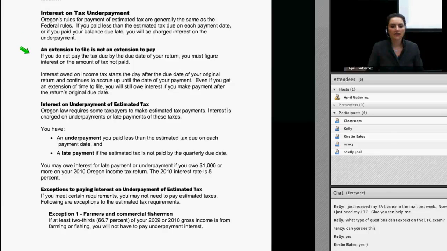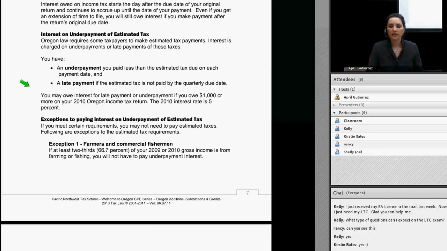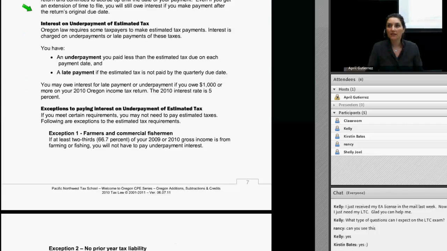Interest owed on income starts the day after the due date of your original return and continues to accrue up until the date of your payment. Even if you get an extension of time to file, you will still owe interest if you make payment after the return's original due date. In other words, there's no way around this interest issue.